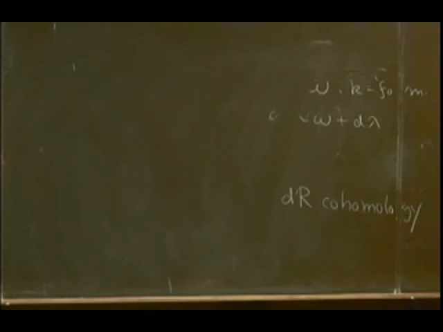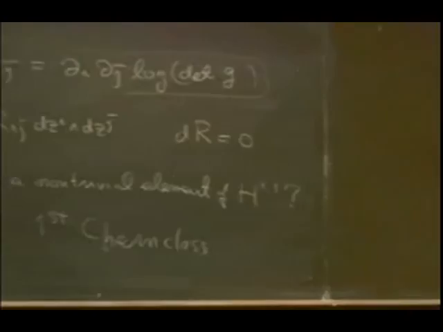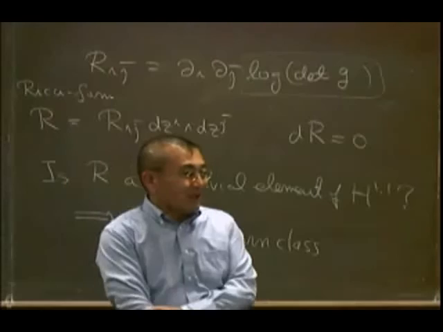For such class of manifolds, it is true that the Ricci tensor is equal to zero. So that means that this two-form, which is called the Ricci form, is also obviously trivial because it's zero. So there was a famous question that was posed.